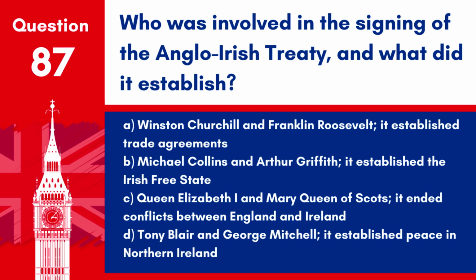Question 87. Who was involved in the signing of the Anglo-Irish Treaty, and what did it establish? A. Winston Churchill and Franklin Roosevelt. It established trade agreements. B. Michael Collins and Arthur Griffith. It established the Irish Free State. C. Queen Elizabeth I and Mary Queen of Scots. It ended conflicts between England and Ireland. D. Tony Blair and George Mitchell. It established peace in Northern Ireland.